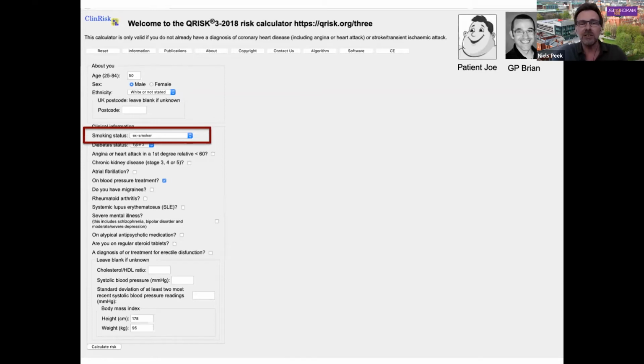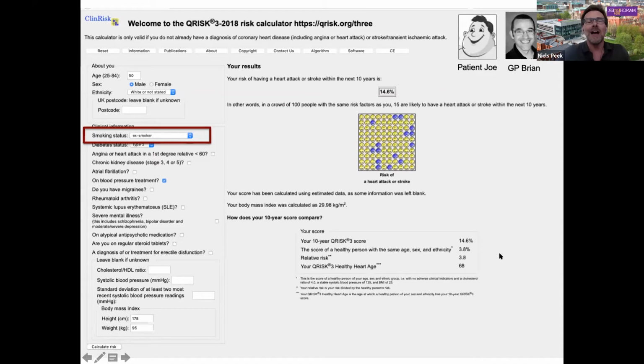Now, in this case, what we get, hopefully, if it works, there it is. What we get is that now Qrisk says Joe's risk of having a heart attack or a stroke in the next 10 years is 14.6%. So that's substantially lower. It's almost 10 percentage points lower than it was. So this way, Brian tries to convince Joe that it would be a good idea to stop smoking.